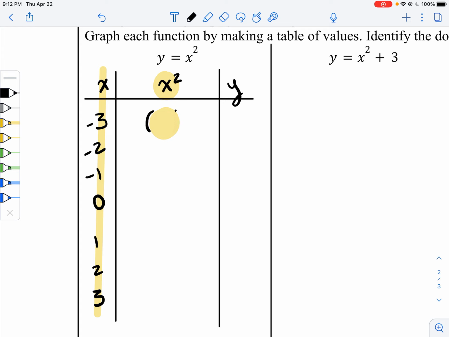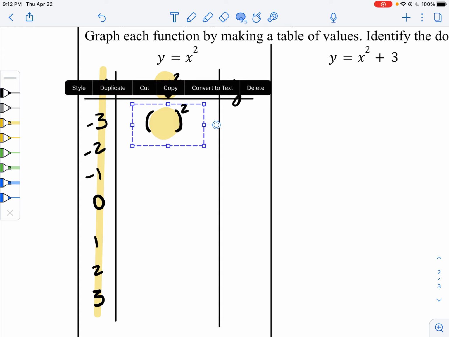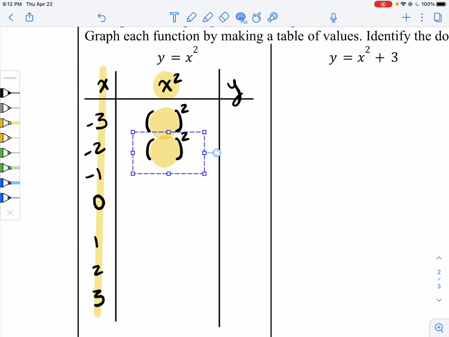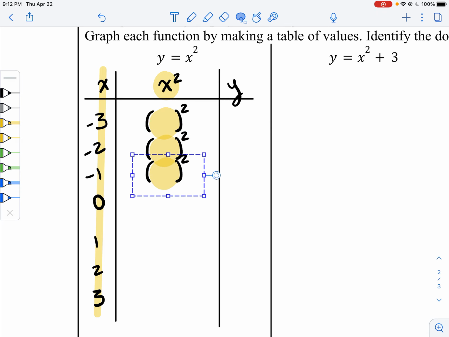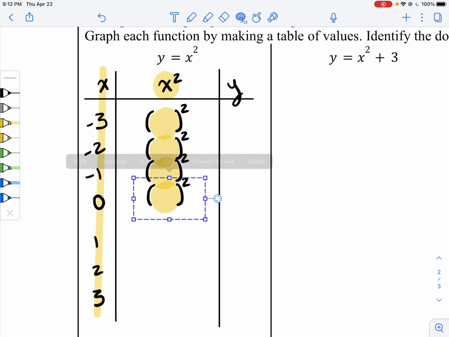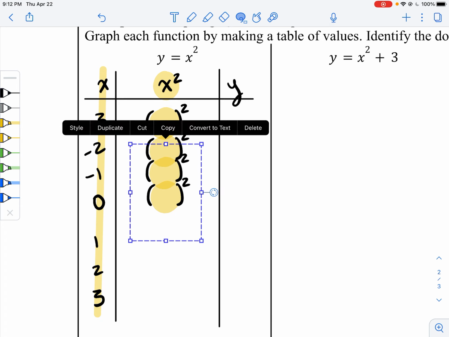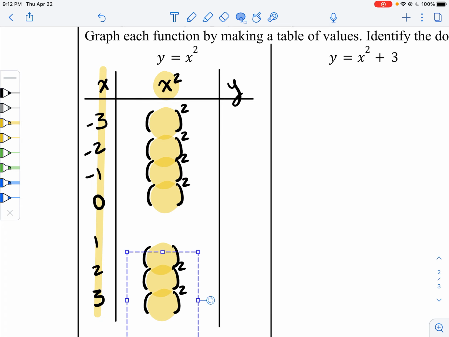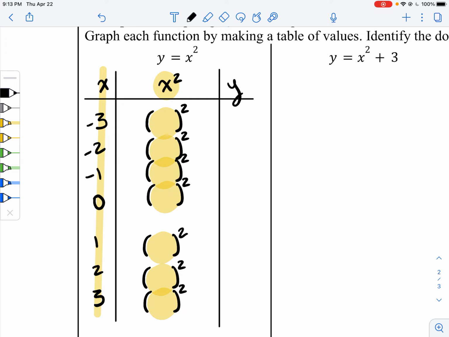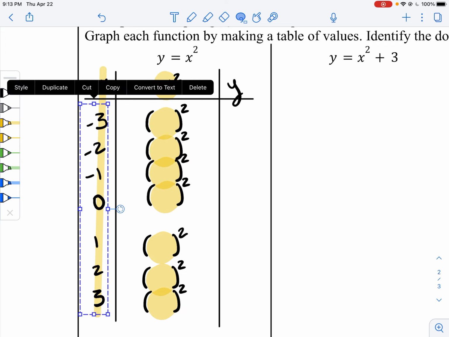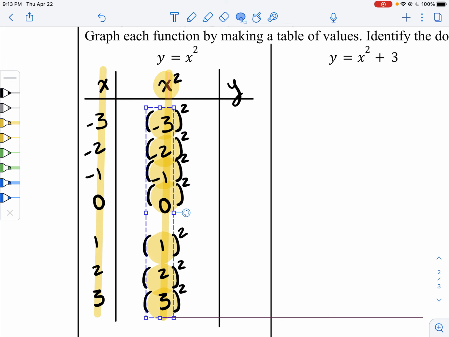We're going to take that value and we're going to square it. In fact, we're going to do that 7 times. I'm going to take each of these x values and plug them in right there, wherever x is. And then we're going to see what that's equal to.